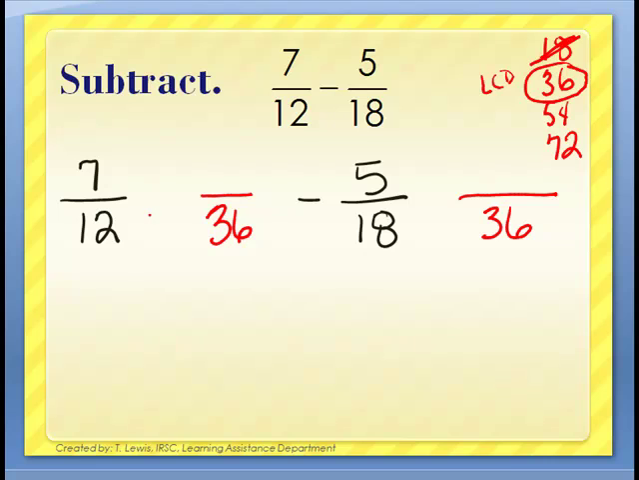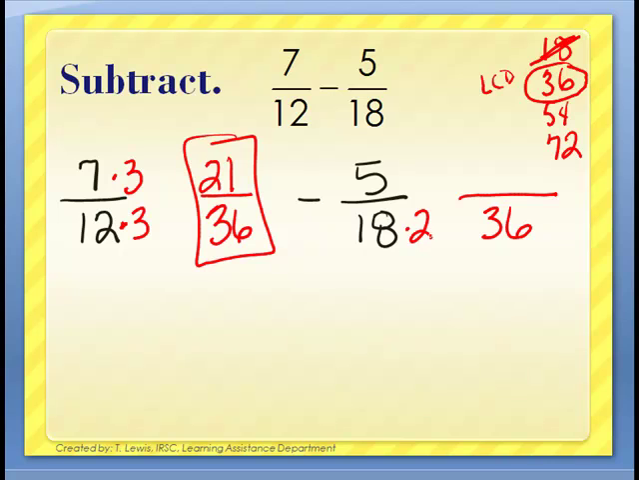So as we look at 7/12, what can we multiply 12 by to get us 36? Well, we're going to times 12 by 3 and 3 times the 7. So 3 times 7 is 21. And then let's look at 5/18. We want to convert that into 36. We're going to times that by 2. And 2 times 5, we have 10.